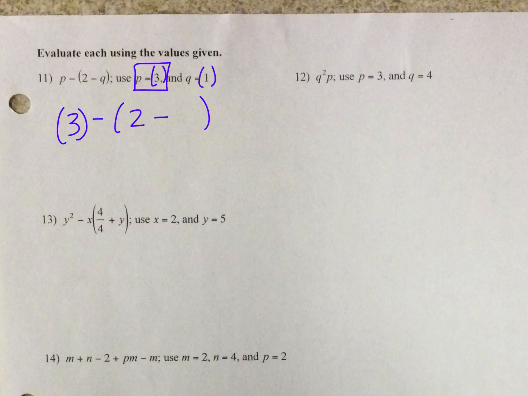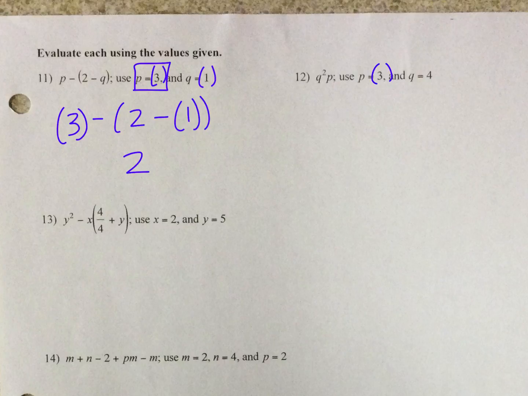I'm going to erase my Q. All I erase is the Q, not the minus, not anything else, and I put parentheses 1. When you type it in your calculator, parenthesis 3, parenthesis, minus parenthesis 2, minus parenthesis 1, parenthesis, parenthesis. Lots of parentheses. That's okay, though. And your answer will be 2.